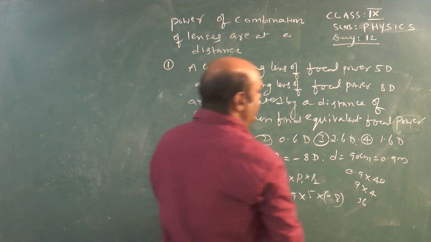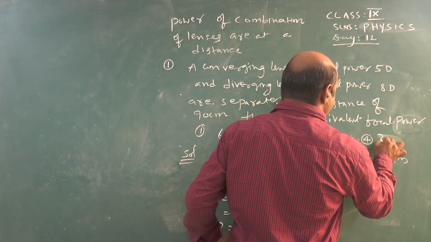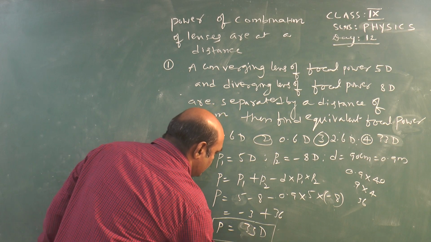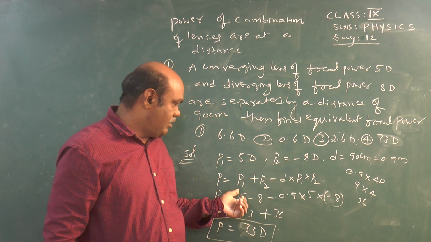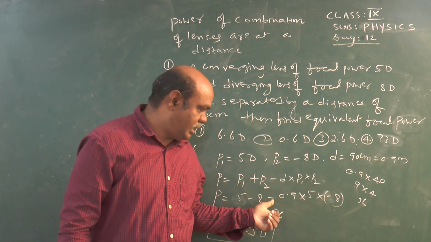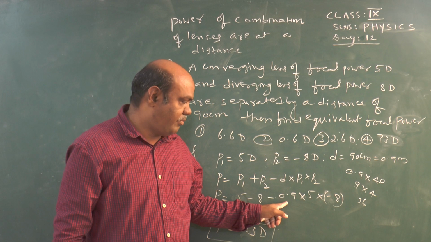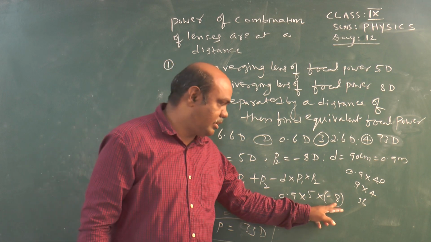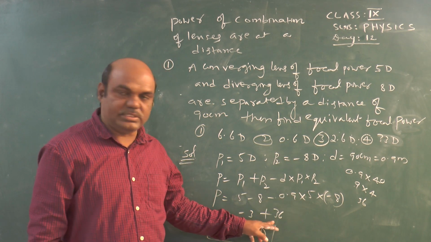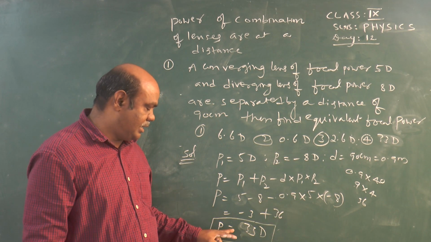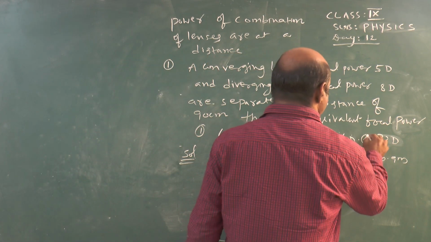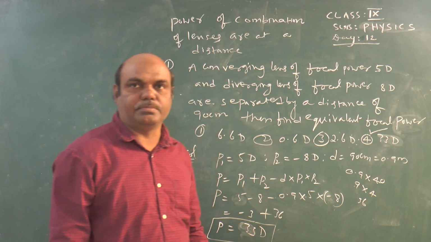So the focal power P is 33 diopters. See here, 5 minus 8 is minus 3, minus into minus is plus. 5 into 8 is 40, 40 into 0.9 is 36. So 36 minus 3 is 33 diopters. So 33 diopters means the fourth option is correct.